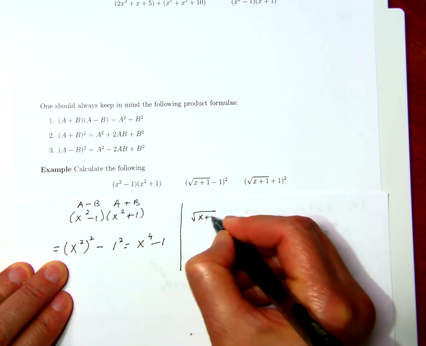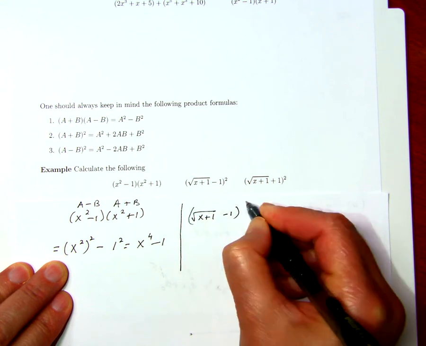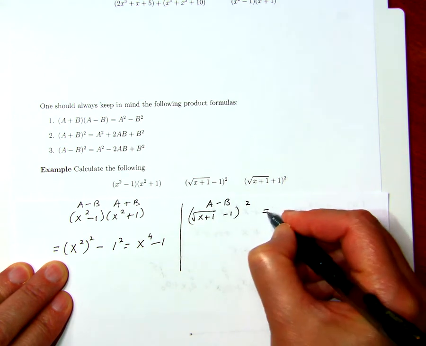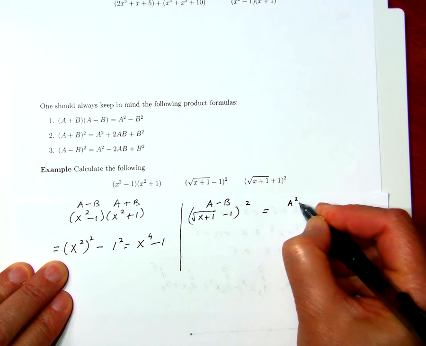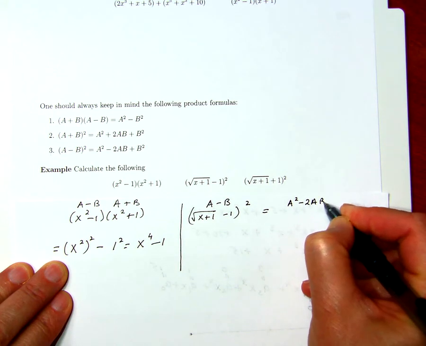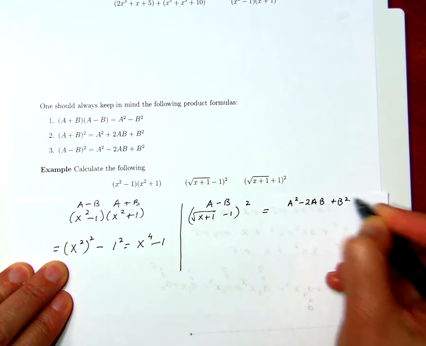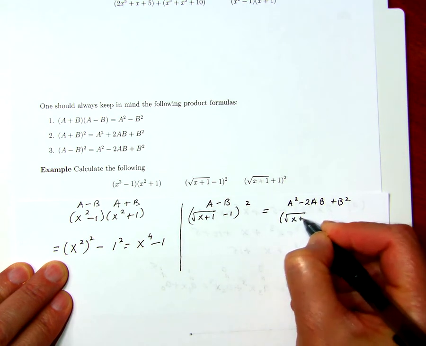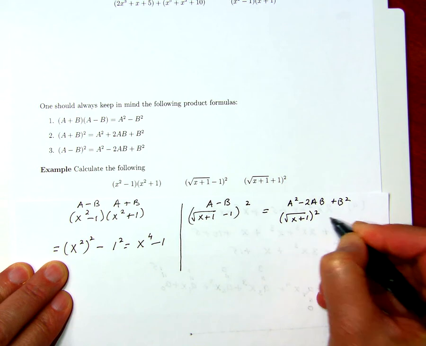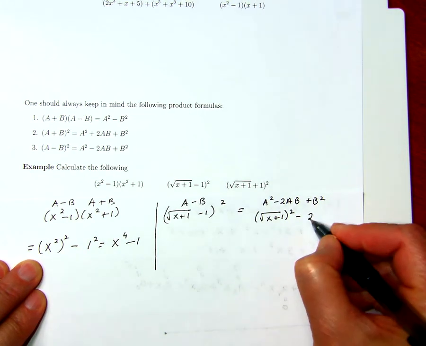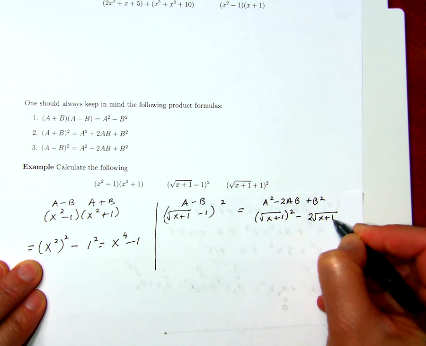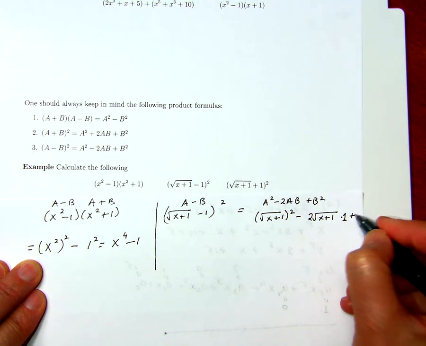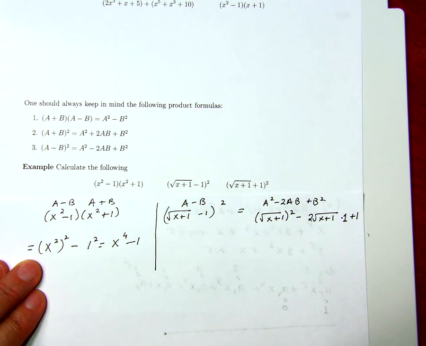Now the square root of x plus 1 minus 1, squared. This is a minus b squared, and this should be equal to a squared minus 2ab plus b squared. So this would be the square root of x plus 1 squared minus 2 times the square root of x plus 1 times b, which is just 1, plus b squared, which is 1.